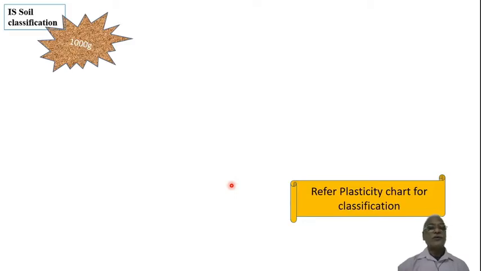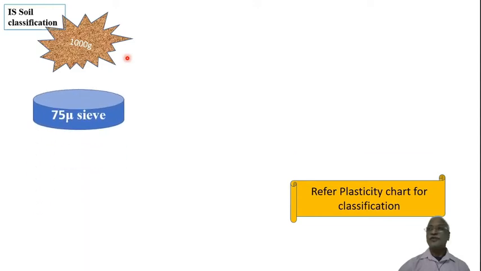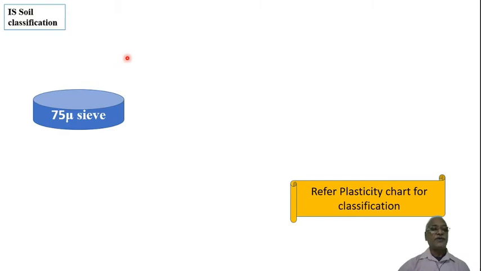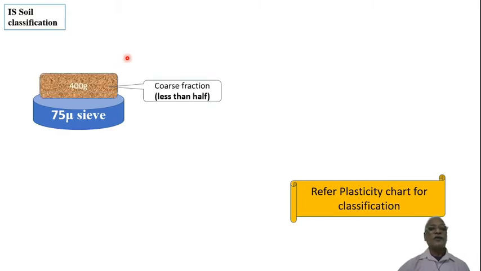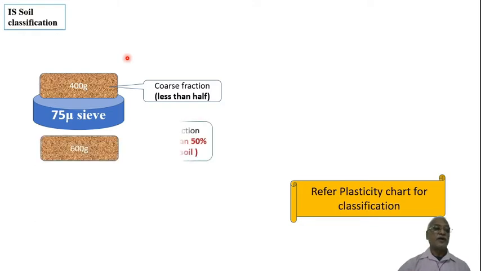Suppose we want to classify 1000 grams of soil sample that we have brought from a field. The first step in classification is to sieve it through a 75 micron sieve. Once you sieve it, let us say around 400 grams of the soil is left on top of it, and 600 grams of soil has passed through. The soil retained above will be referred to as the coarse fraction, which is less than half of the soil in this case, because we have taken 1000 grams.